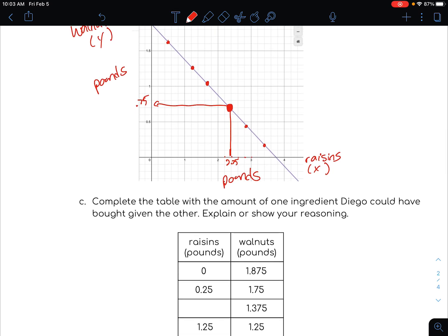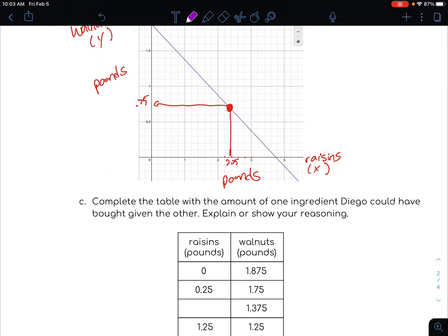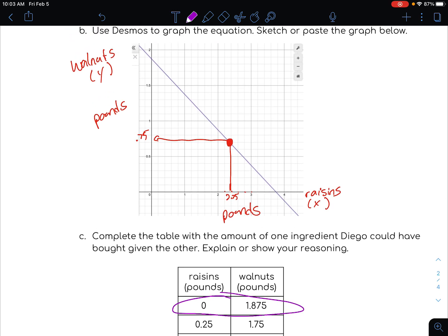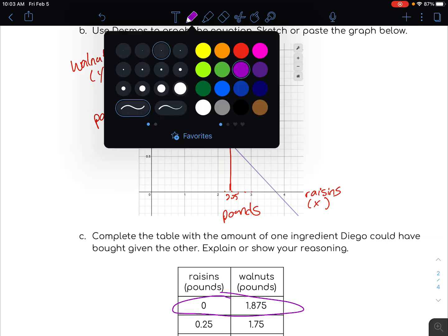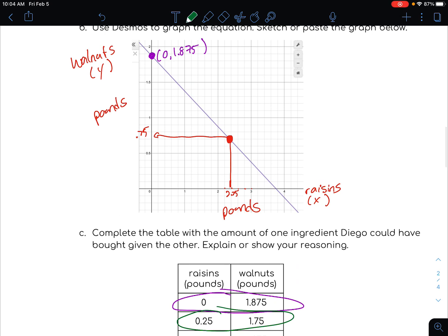So let's look at a couple others that actually also work here. I'm going to erase the ones that were randomly put there, and include some that we see here. So one combination that works is 0, 1.875. Notice that's that one right there, 0, 1.875. So that combination works.